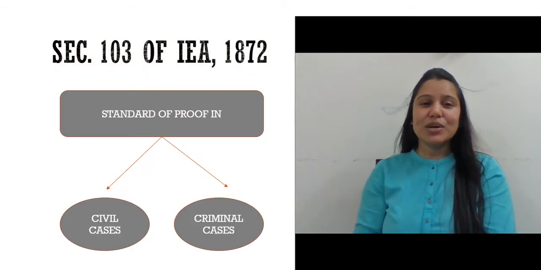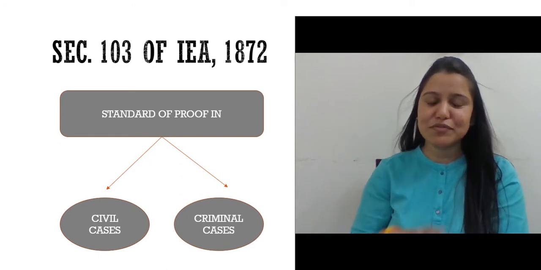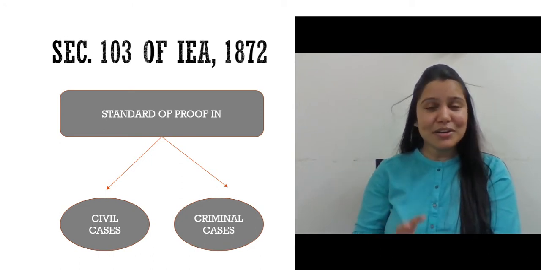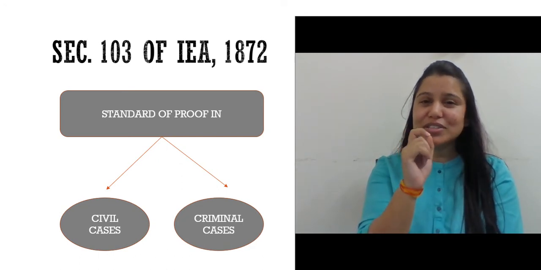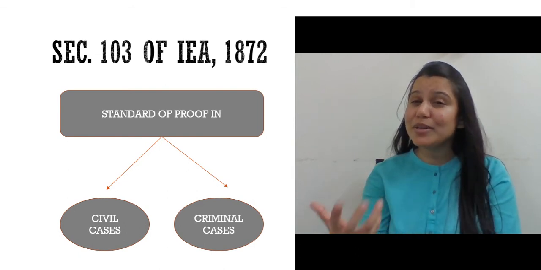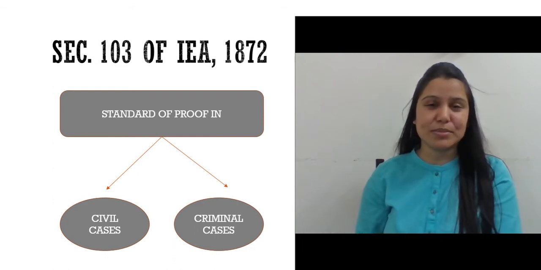With this, now let's see the standard of proof in civil and criminal cases. If we say section 103, in a criminal case, the case has to be proved beyond any reasonable doubt. There should not be even a single scope where it could be realized that the accused might be an innocent person.